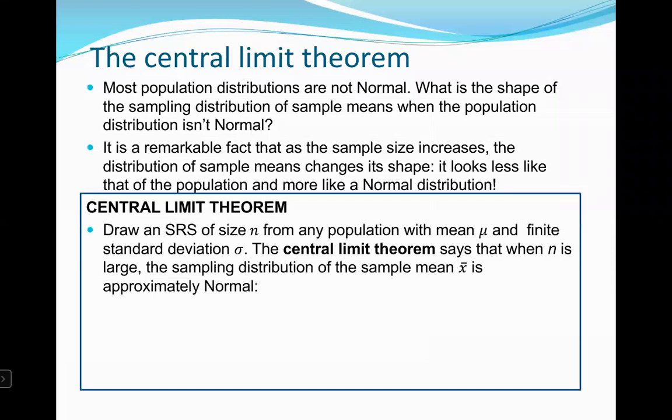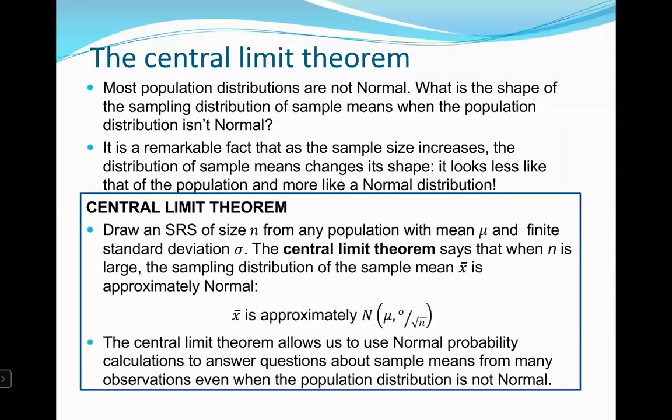Central limit theorem. Draw a simple random sample of size n from any population with mean mu and finite standard deviation sigma. The central limit theorem says that when n is large, the sampling distribution of the sample mean X bar is approximately normal, with mean mu and standard deviation sigma divided by the square root of the sample size, sigma divided by root n.